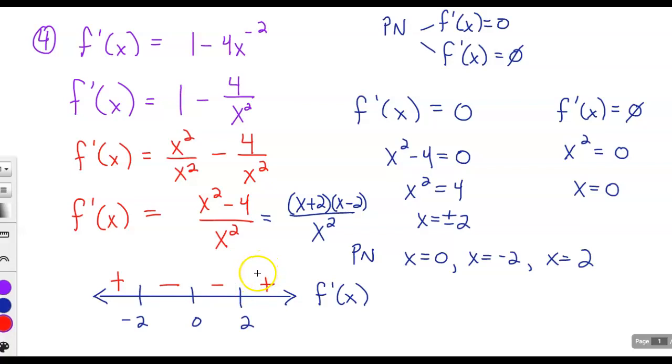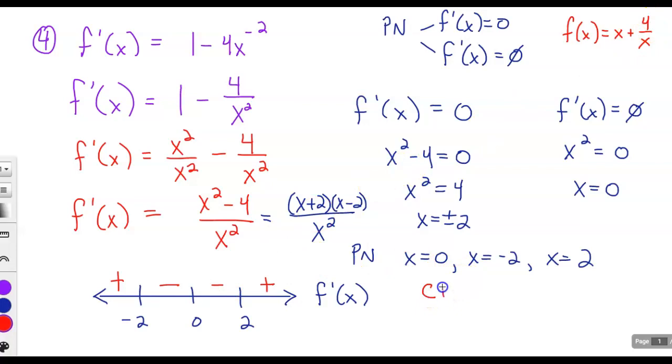We just have to make sure that neither of these, negative 2 and 2, make the original undefined. So if you look at the original, and I don't have that here because I just started with the derivative, but the original is x plus 4 over x. If you plug in negative 2 or 2 into this, you don't get undefined.